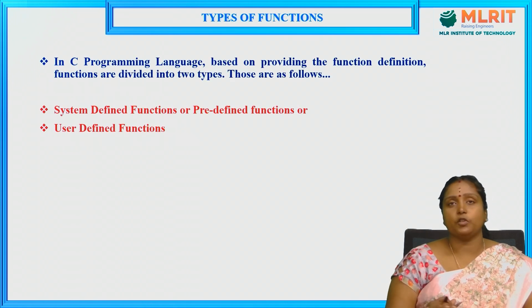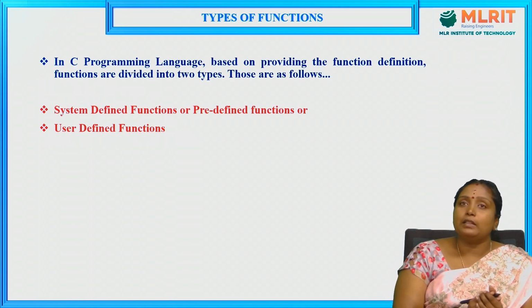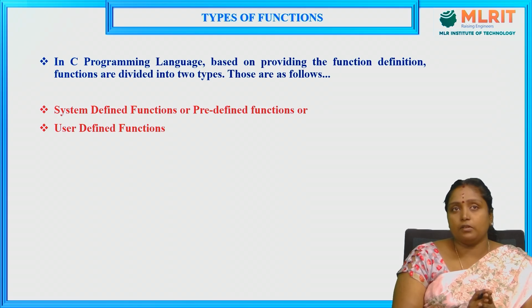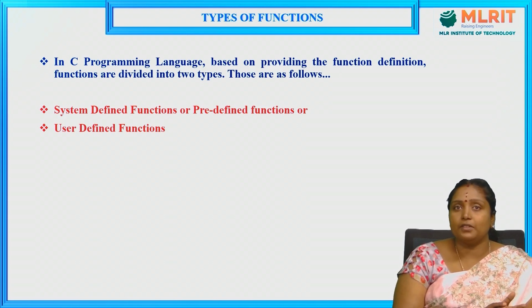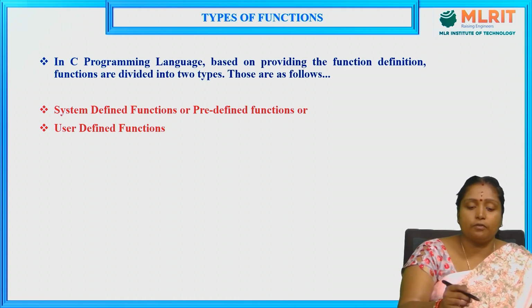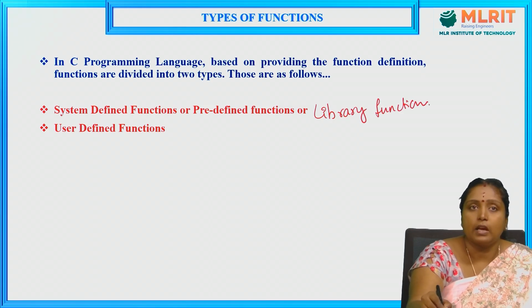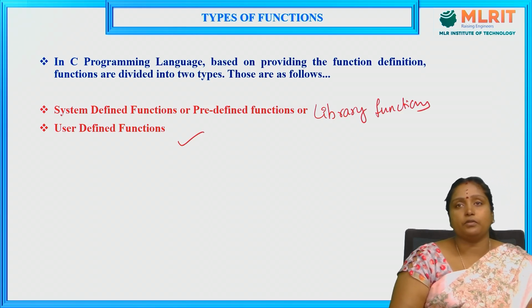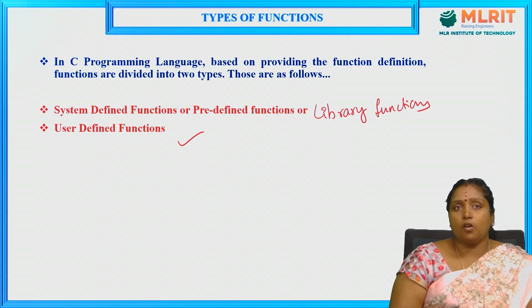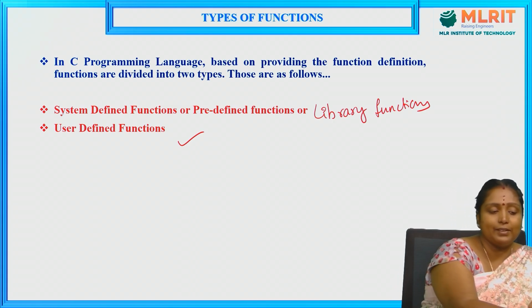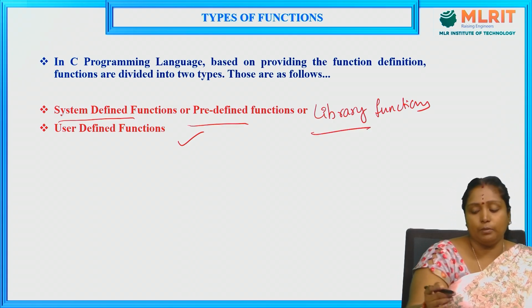Coming to the types of functions. In C programming, there are two types of functions. The functions have been classified into two. The first one is predefined functions or system defined functions or library functions. And the second type of functions are user-defined functions. Here we can call, by the name itself, system defined, predefined, and library functions.